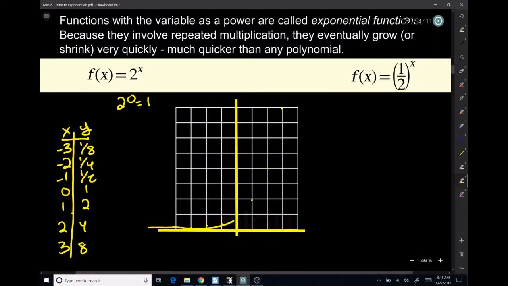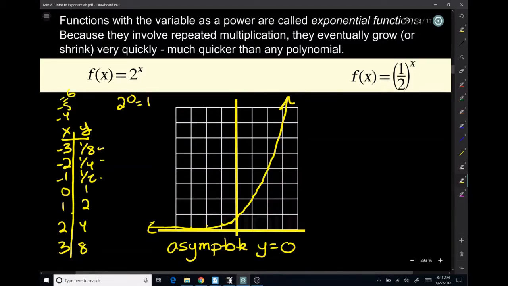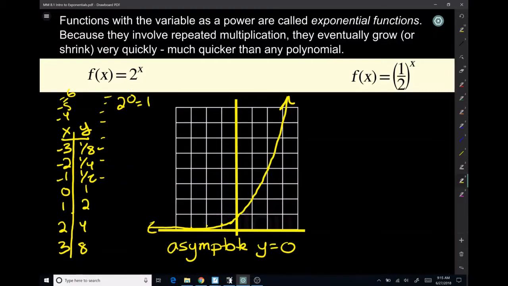This graph has what we call an asymptote. An asymptote is a line that your graph is continually approaching and never actually touching. I kind of missed this point up here, but we're going to live with that. This has an asymptote at the line y equals 0. Because no matter how negative I go, 4, 5, 6, these fractions will just keep getting smaller, but they never actually become 0, and they certainly never become negative.